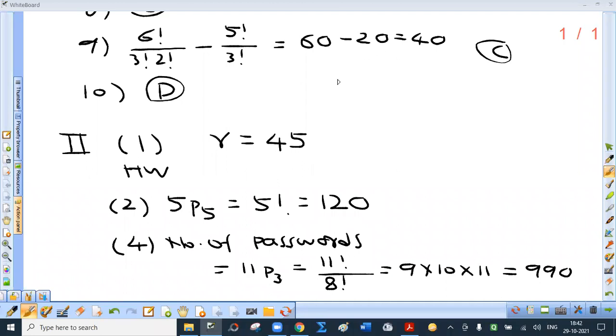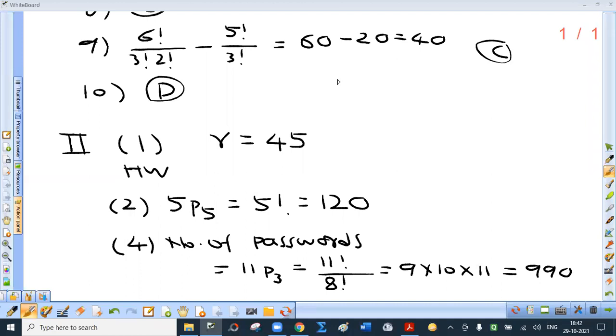Now, third one, yes, we are going to solve that, but not today. I'll give you time to think on the solution part. It is interesting. Let me read third one. Find the number of words that can be formed by using all the letters in the word remain. If these words are written in dictionary order, what will be the 40th word? Try.